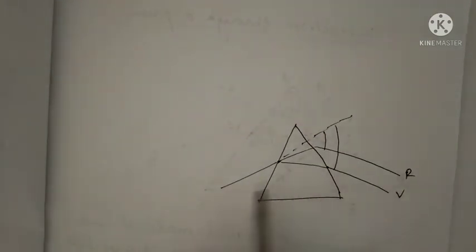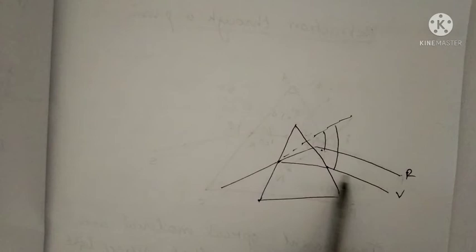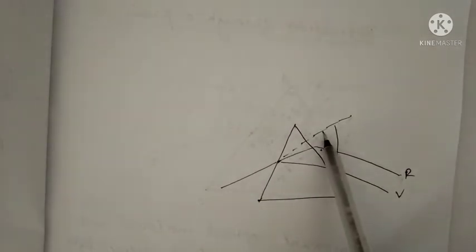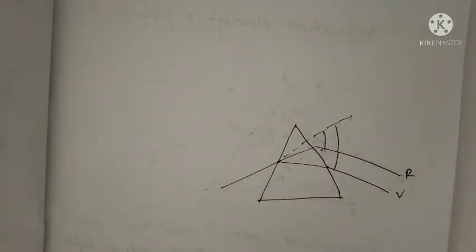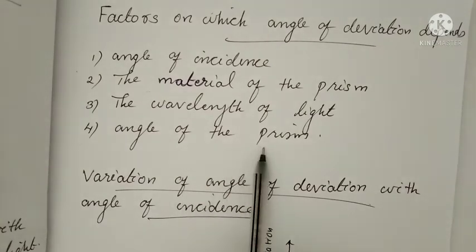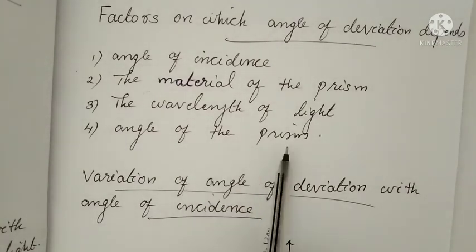So when white light enters the prism, what happens here? It splits up into 7 colors, and you know that red light has a longer wavelength than violet light. So when it deviates from its original path, the red light deviates the least compared to the violet light. So we can say that the angle of deviation decreases with the increase in the wavelength. Then it depends on the angle of the prism: angle of deviation increases with the angle of the prism.